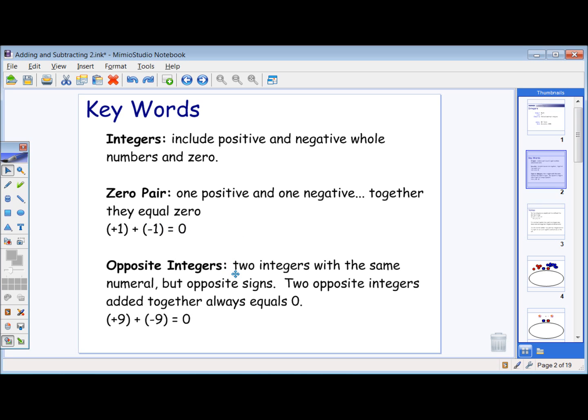Opposite integers are things like positive 8 and negative 8. So I have the same numeral but a different sign. I'm adding them together, I get 0.